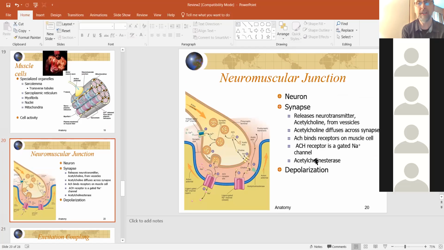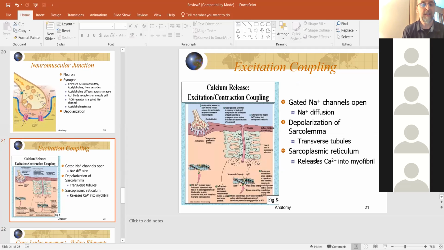And so the neuron joins the muscle cell at the neuromuscular junction, or synapse, where it releases a chemical signal, acetylcholine, that works its way over from the end of the neuron, the axon, and binds to a receptor. That receptor is a gated ion channel, and so you get this electrical change, which is an action potential, or depolarization.